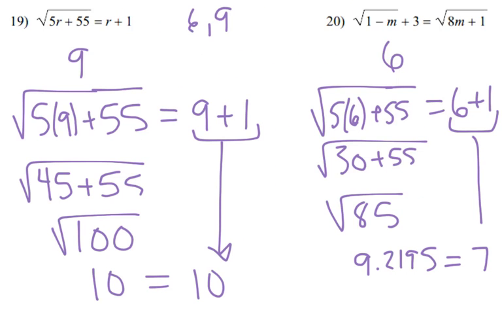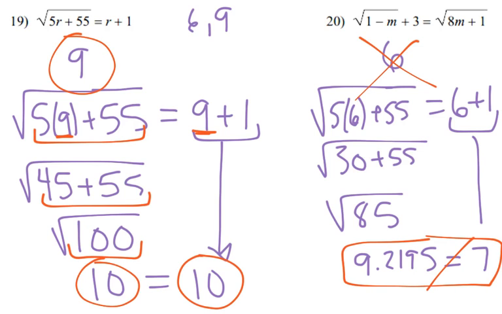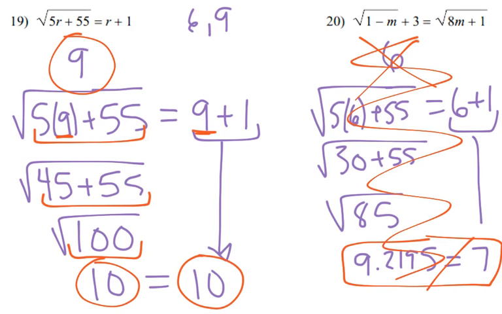So we plug 9 into our r's, solve it. The right side is 10. This becomes 45 plus 55, which is 100. Square root of 100 is 10, so it checks out. So 9 is an answer. Whereas when we look at 6, multiply it through, we don't get the same number. So 6 is not an answer. It's an extraneous solution.